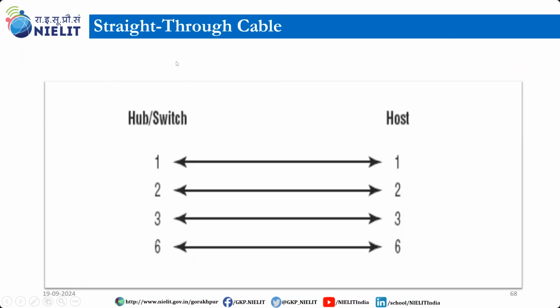So in the straight through cable, there are a total of 8 wires in the UTP cable, but only 4 wires are actually used. Pin number 1 of one end is connected to pin number 1 of the other end. Similarly, pin number 2 of the RJ45 is connected with the help of UTP wire to pin number 2 of the other end. In this way, pins 1, 2, 3 and 6 are used in a straight through cable, and they are directly connected to the corresponding pin on the other end. So this is the straight through cable.